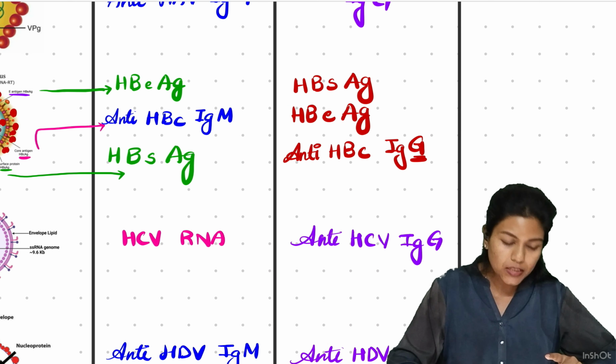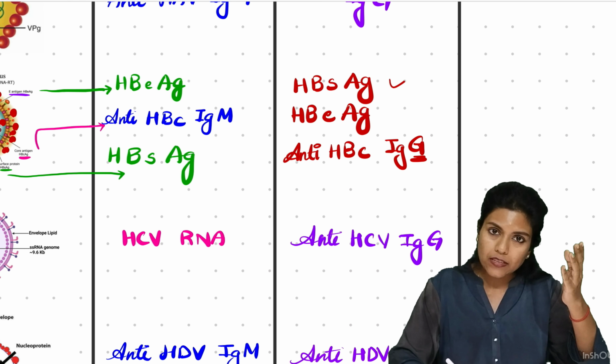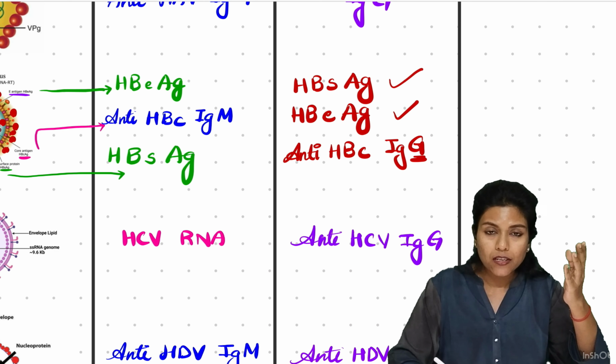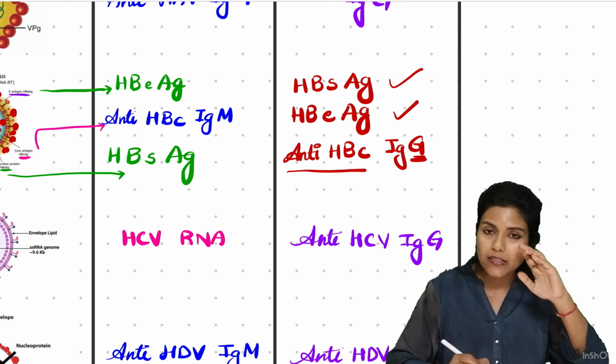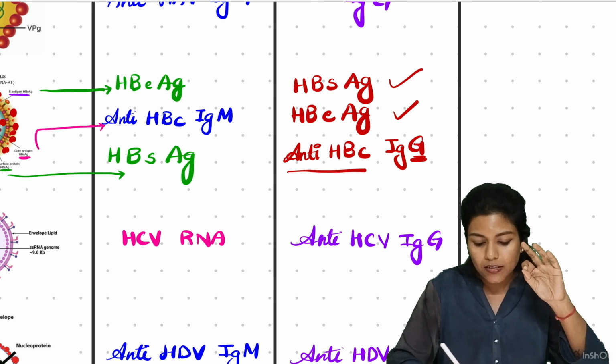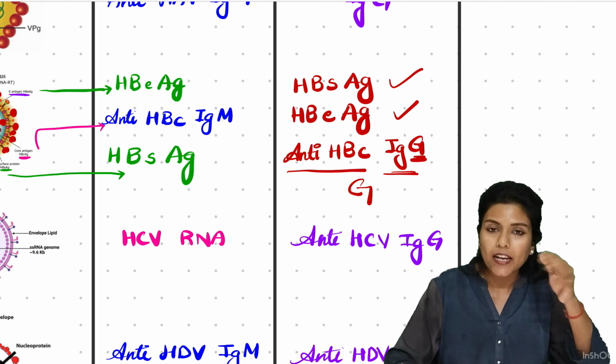So repeat after me. In chronic hepatitis B, what are the viral markers? Surface antigen, the envelope antigen, the core antigen not present, antibody is present, anti-HBC. Because it is chronic, it is IgG. C, chronic is C, make it G, IgG.